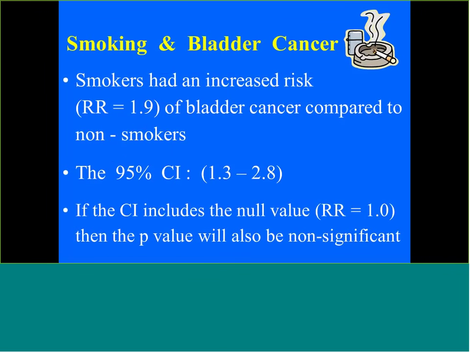So some examples here. Let's say smoking and bladder cancer. What if I say that smokers had an increased risk of bladder cancer, and the relative risk ratio is 1.9 compared to non-smokers, and the 95% confidence interval is 1.3 to 2.8. Okay, so if the confidence interval includes the null value 1.0, then the p-value will also be non-significant. In this case, it doesn't include that. So we know that this is a significant finding, that the relative risk is 1.9, an increased risk of bladder cancer compared to non-smokers.